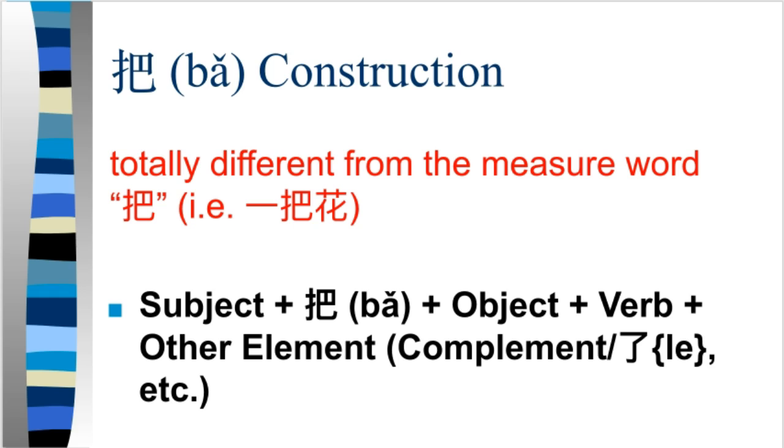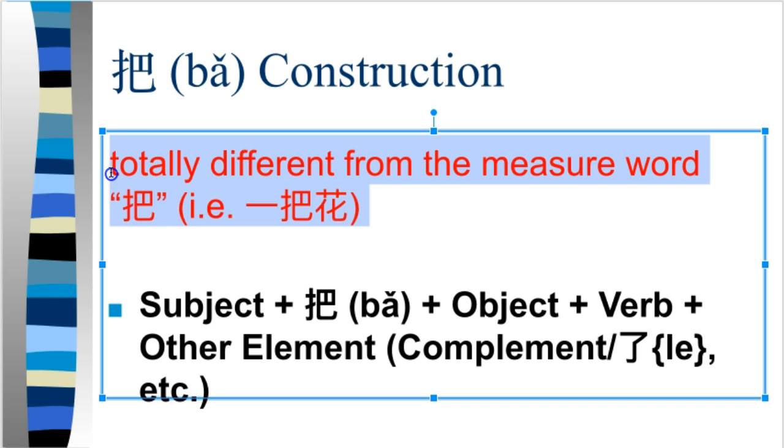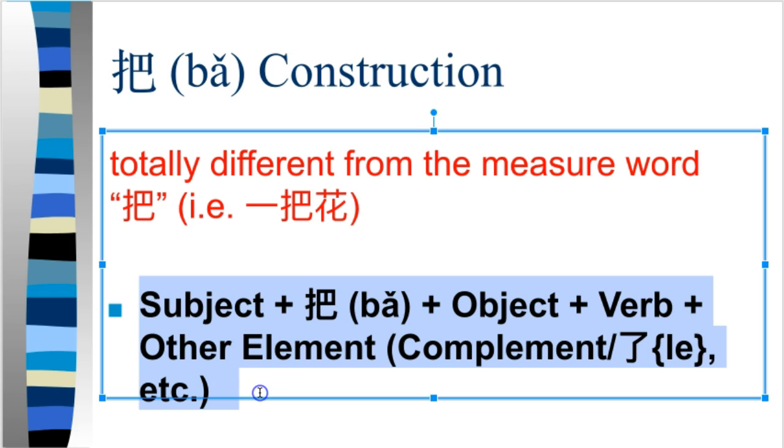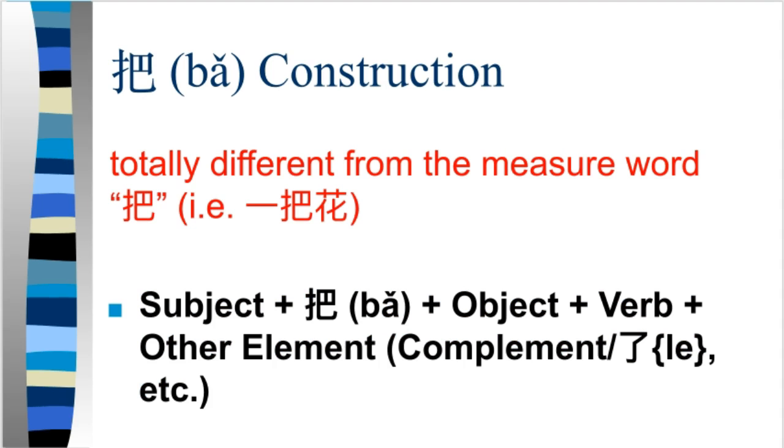Now, for the ba structure, notice this is totally different from the measure word ba, like 一把花. I use ba for a long, slender object or a bunch of things. That is nothing related to the ba construction, which is a sentence. And specifically, this sentence uses this structure: subject plus ba plus object plus verb plus other element, usually some kind of complement or preposition. What in the heck does that mean?